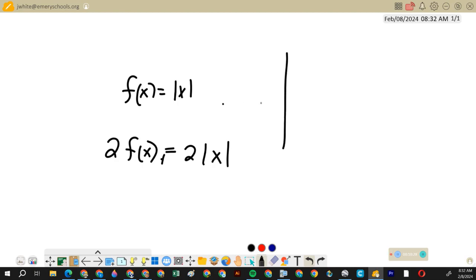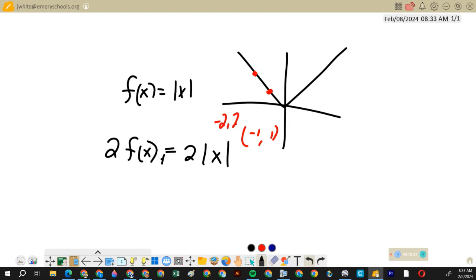So the original absolute value graph looks like this. So this point is negative 1, 1. This point is negative 2, 2. And it says double the y's. So negative 1, 1 becomes negative 1, 2. And negative 2, 2 becomes negative 2, 4. You might look at that and say, oh, the graph got skinnier. But did we actually move the x's? Skinny would be an x movement. So while it does look skinnier, the actual movement was taller.